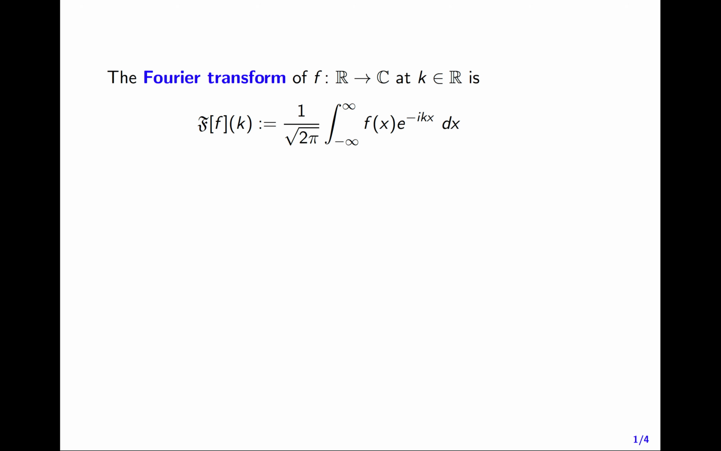Hello, and welcome to our definition of the Fourier transform and an example calculation.